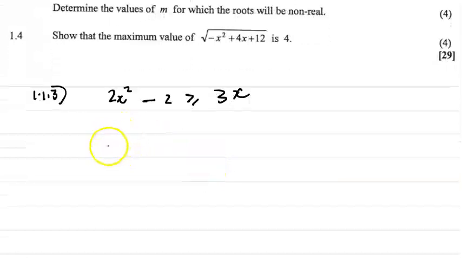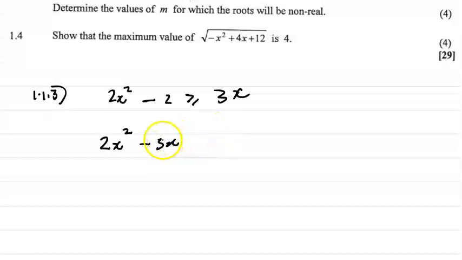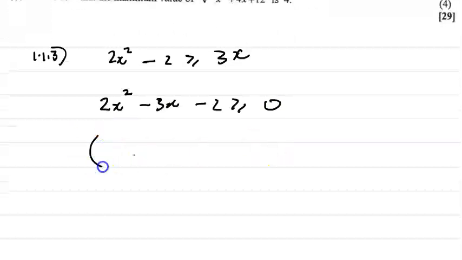So the first thing that you have to do in this case is write it in the standard form of a quadratic equation so that you can factorize. So that will be 2x squared minus 3x minus 2 greater than or equal to 0. Now that it's in the standard form, you can factorize. So let's go for it.